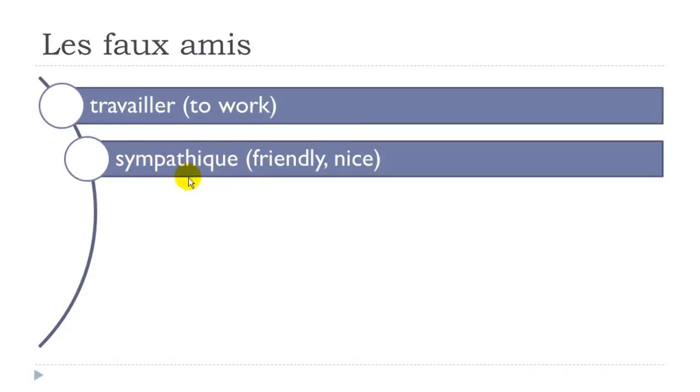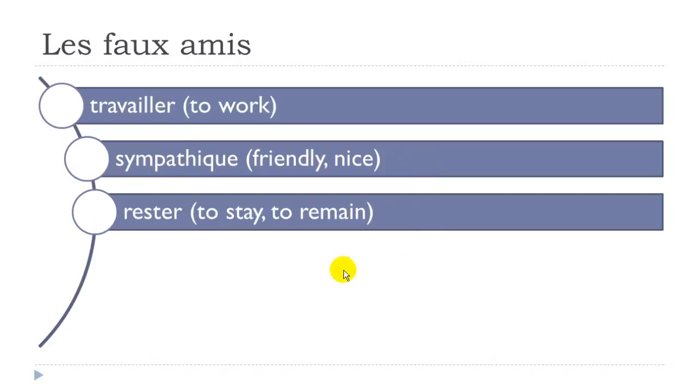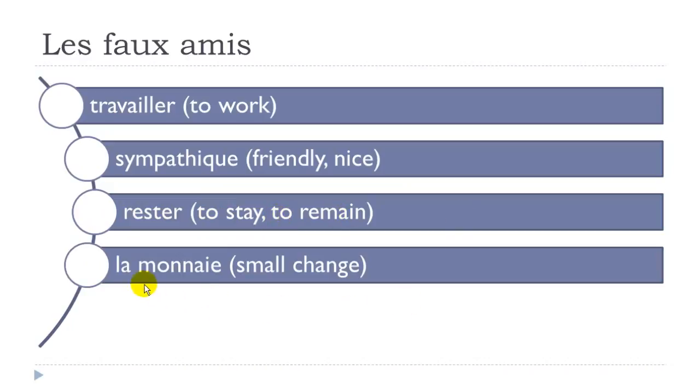Sympathique. Remember the H is not pronounced. Sympathique. Okay, and it means friendly, nice. Then rester. Rester. Regular verb from the first group, easy to conjugate. Rester, okay, and it means to stay, to remain. Then la monnaie. Monnaie, okay, final not pronounced. La monnaie, okay, and it means small change.